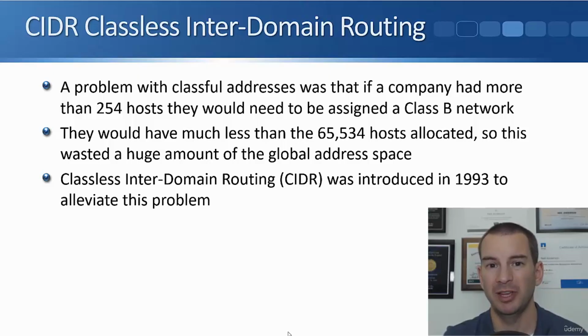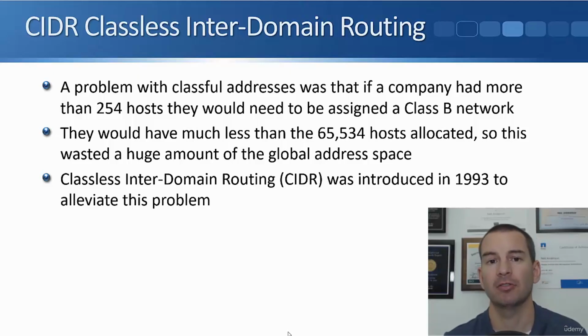And this gave the problem that if a company had more than 254 hosts, they were too big for a class C, so they would have to be given a class B. And if they had, say, 500 hosts, they would actually get allocated addresses for 65,534 hosts. So that's obviously way too much. And this led to huge amounts of the global address space being wasted.